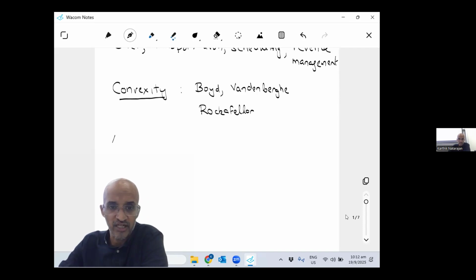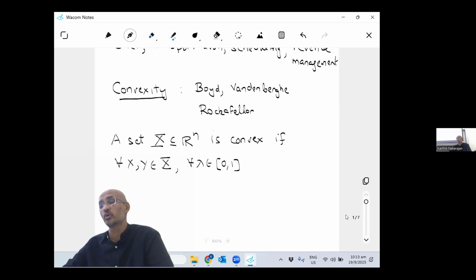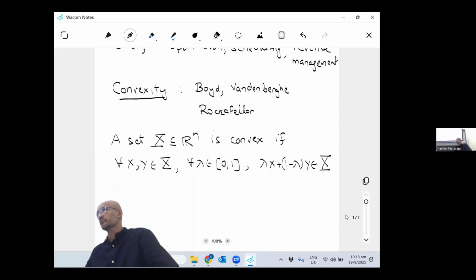A set X in Rn is convex if for all x and y in this set, and for all lambda, which is a real number that takes values between 0 and 1, lambda x plus 1 minus lambda y also lies in the set capital X.